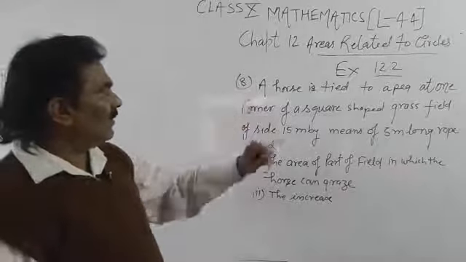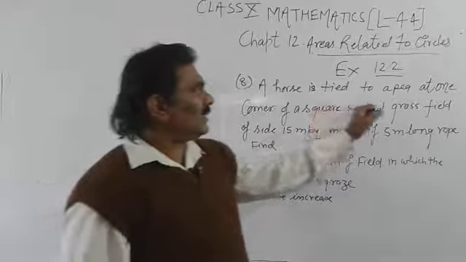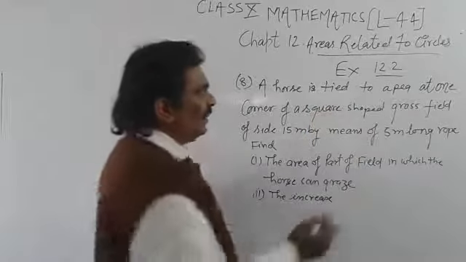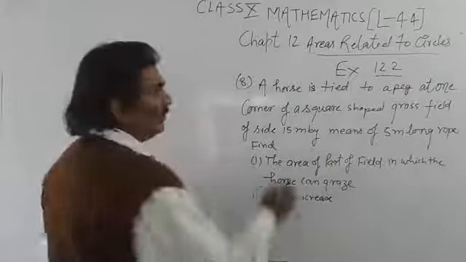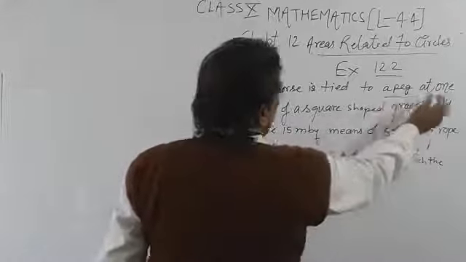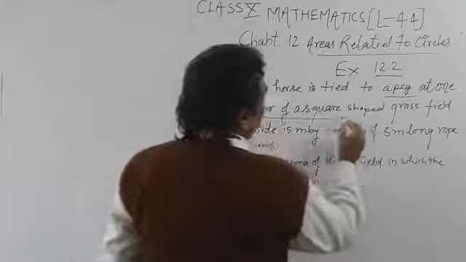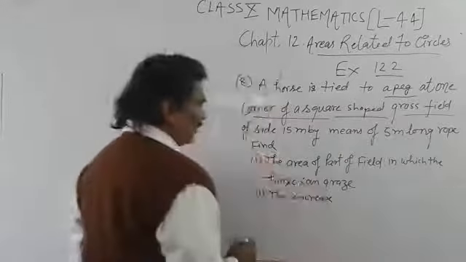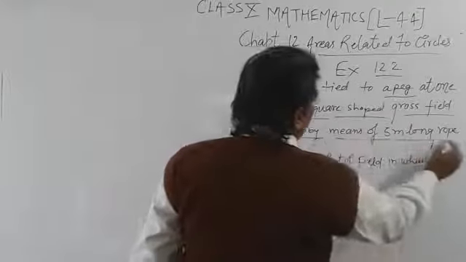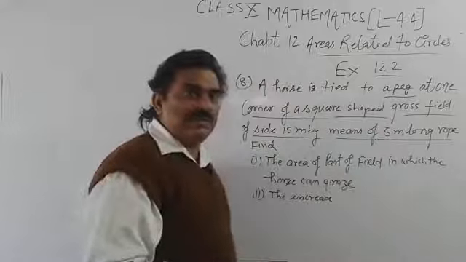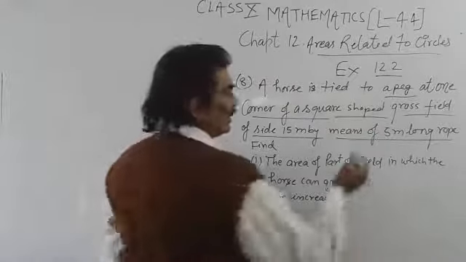Question 8 is, a horse is tied to a peg. Peg means जैसे बोलते हैं खूंटा या कुछ चीज़ गड़ा हुआ हो. A horse is tied to a peg at one corner of a square shaped grass field of side 15 meter by means of a 5 meter long rope. Means जिसके द्वारा वो बंधा हुआ है.